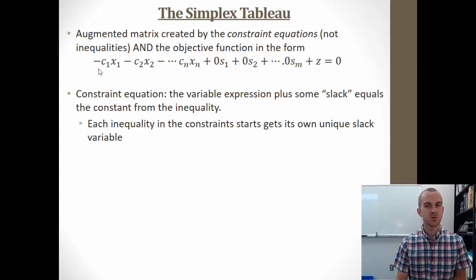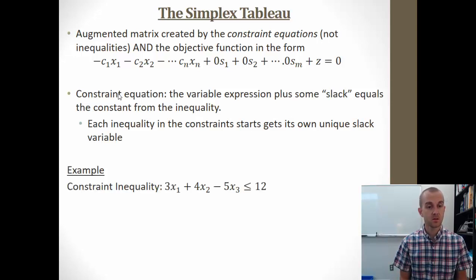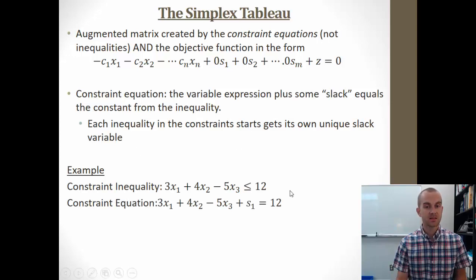Maybe you're asking, what is a constraint equation? It is those constraint inequalities plus some slack, and we use a variable for the slack of each inequality that's inside of our linear program. So let's look at an example. Here's a constraint inequality. If we wanted to make this become an equation, what we would do is add a slack variable, and that slack variable picks up the difference between this expression and the value of 12.